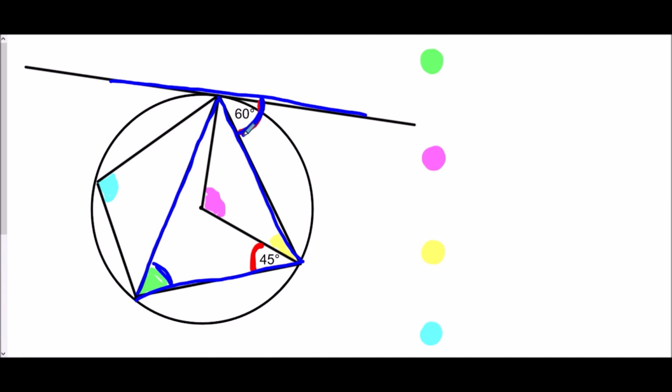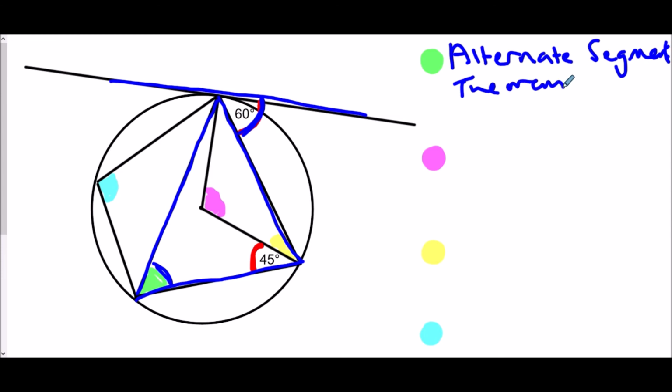Now the reason that that is important, what we've actually got here is the alternate segment theorem. And what we know about the alternate segment theorem is that alternate angles are equal, and therefore this green angle must be 60 degrees as well. This is the alternate segment to the 60 degrees.